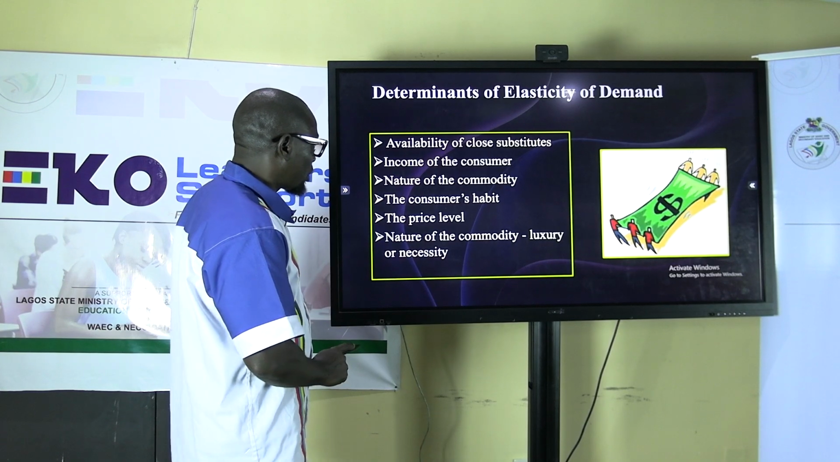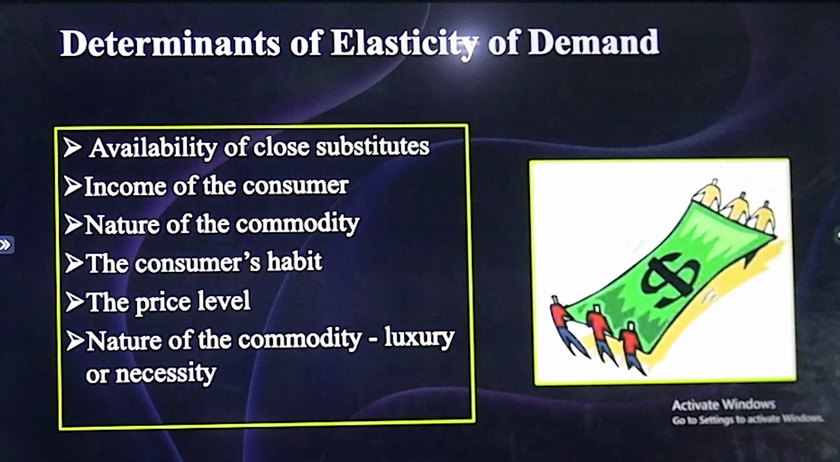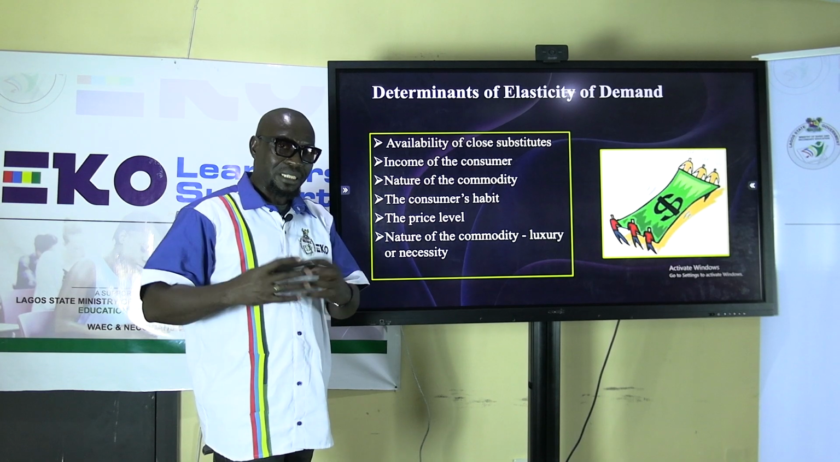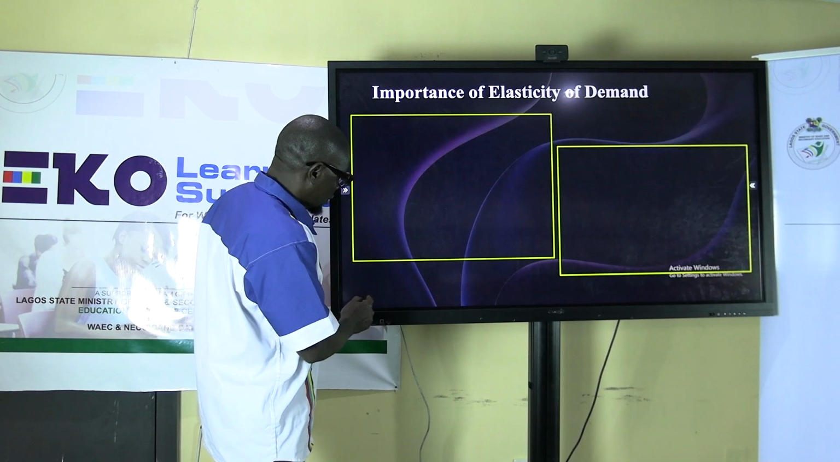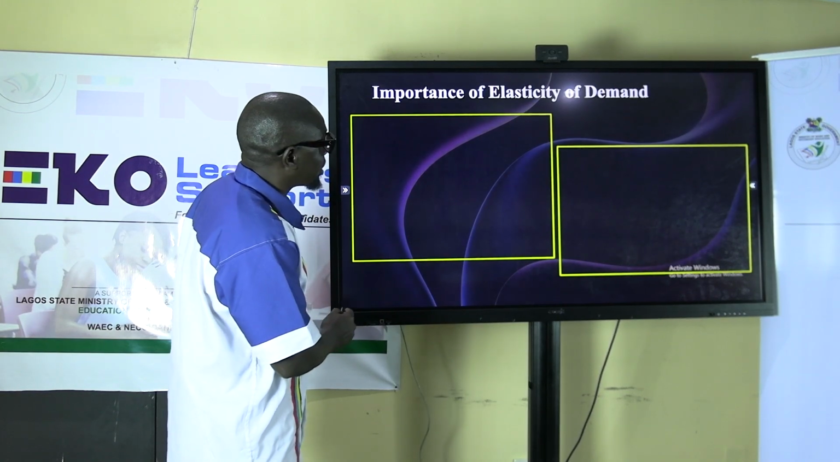Then the nature of the commodity, whether it is a luxury or a necessity. Is this something that you need, or is this something that you just want to have? Is it a want or a need? Is it a desire? Is this something that is outside of your reach? That determines how you respond to the consumption of that commodity.